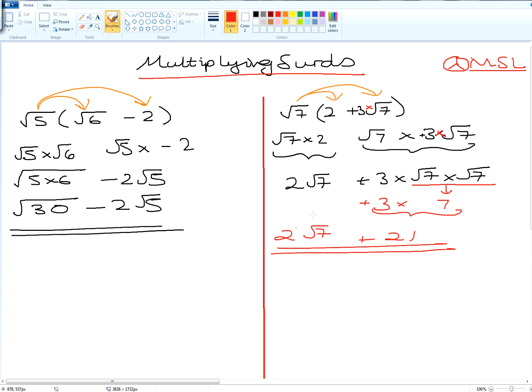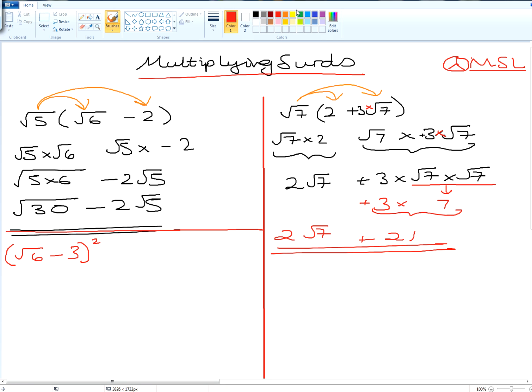Okay, here now we've got some room at the bottom, and we can squeeze in another question over here, inshallah. So let's have a look at this next question. We have root 6 minus 3, and all of that is squared.